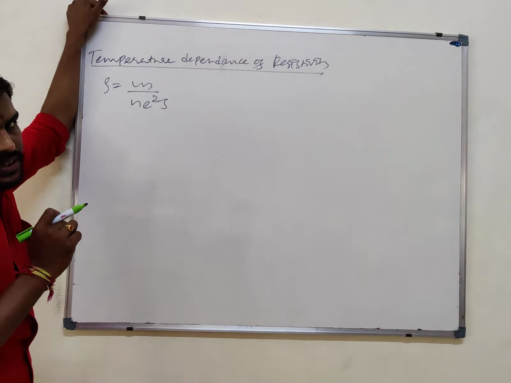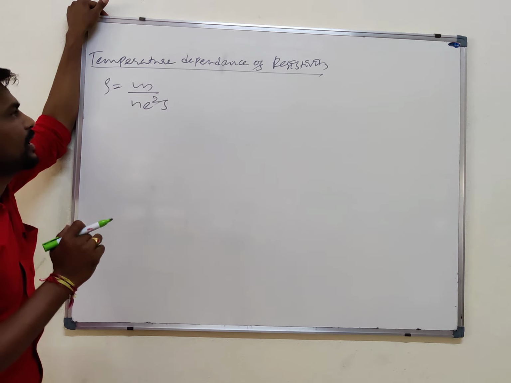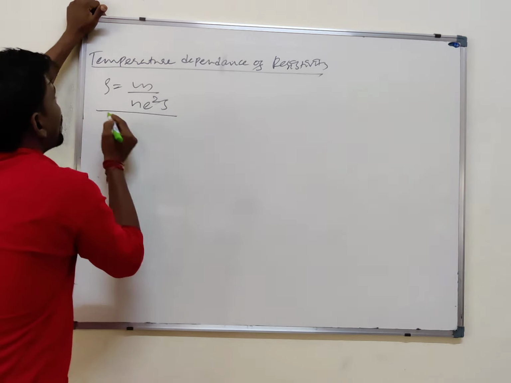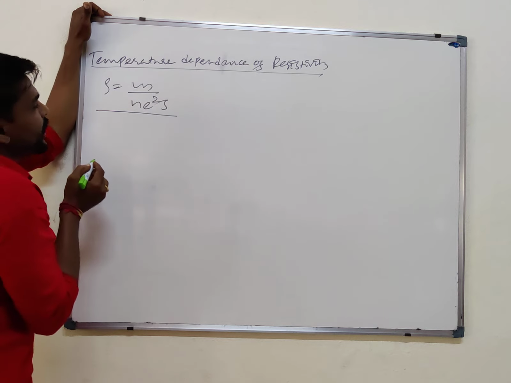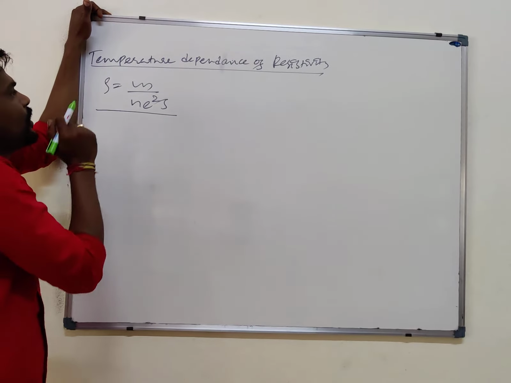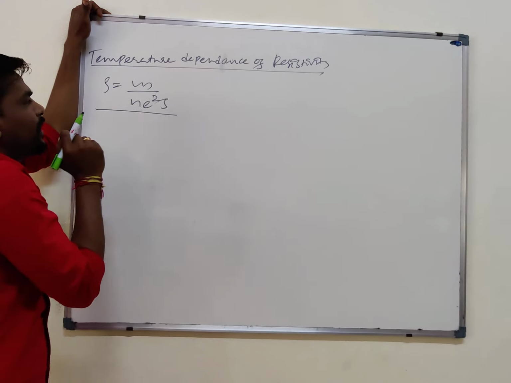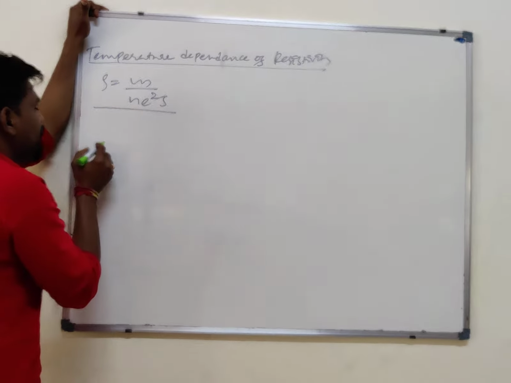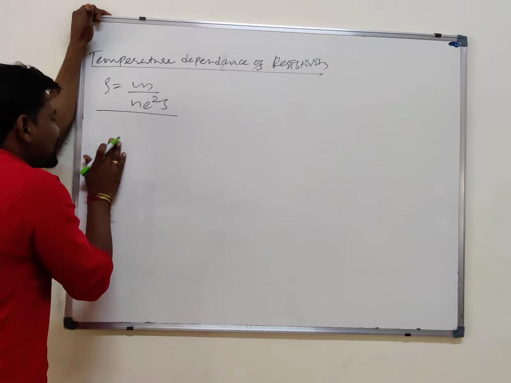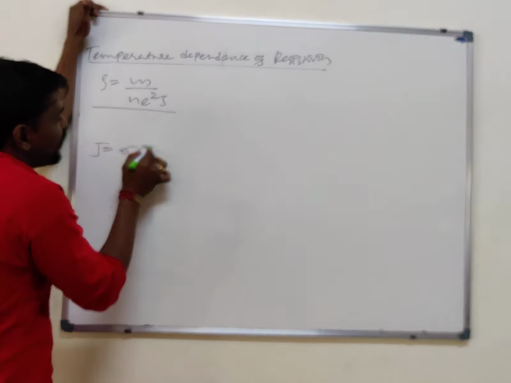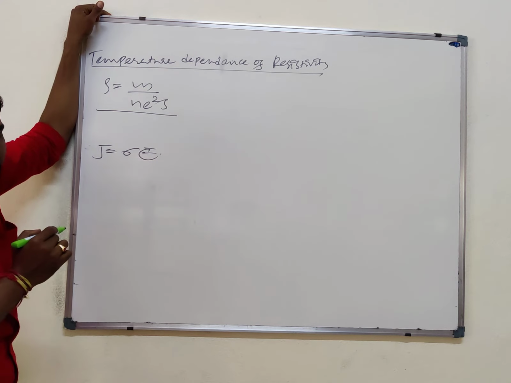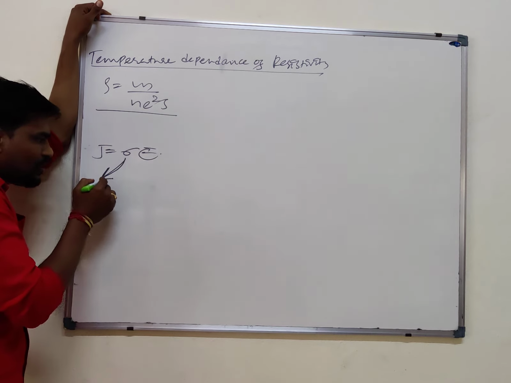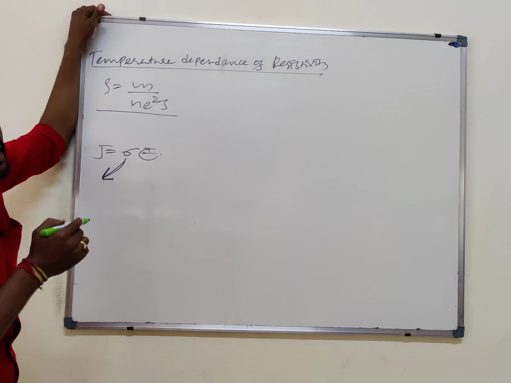Temperature dependence of resistivity. See, here what happens, we know already rho is equal to m divided by n e square tau. You may ask how this came. What did we do? We took J is equal to sigma into E. Here this sigma is called the conductivity of that material.